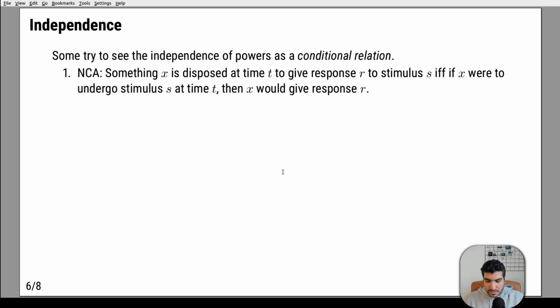The second one is the independence part. The independence says that the power is independent of the manifestation, in the sense that it's directed towards something. If that thing doesn't exist, the power can still exist. Now that's confusing for some people. Like, how can we talk about a glass being fragile if we have never seen it break, or we will never see it break? How can we really talk about it?